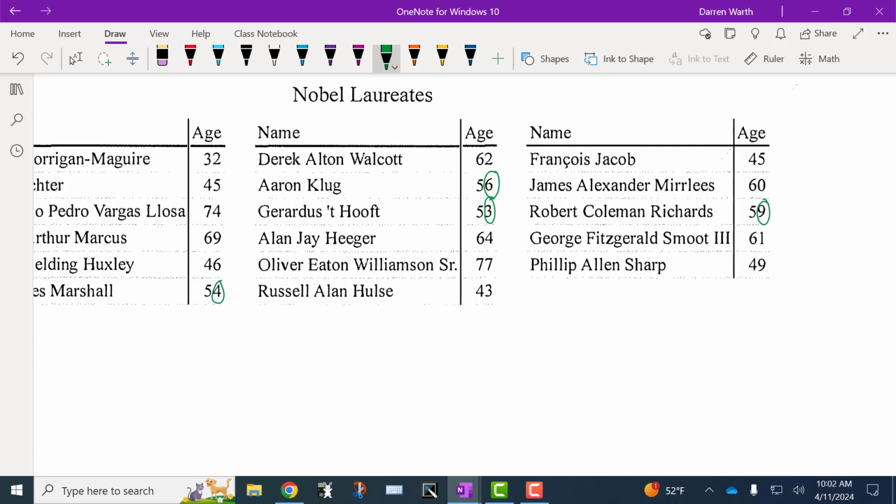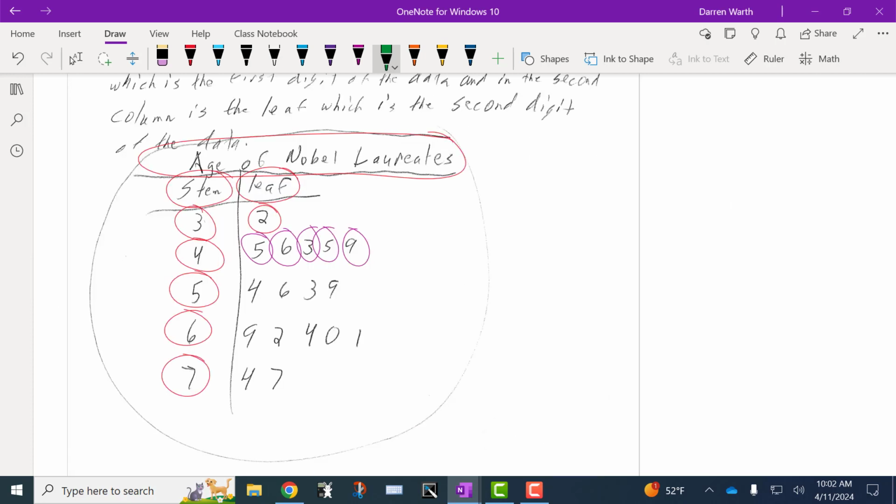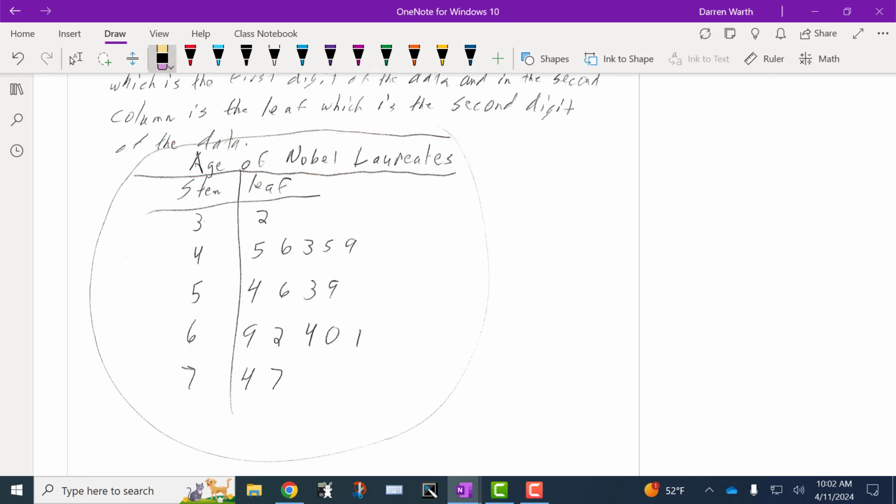So I'm just going to go and put those next to my 5. I've got a 4, 6, 3, and 9. Then I just go back here on my chart. I write down a 4, a 6, a 3, and a 9. And so now I know the ages of 54, 56, 53, and 59. Real easy way to organize your data, so it's real easy to see. Let me just go ahead and erase this real quick.